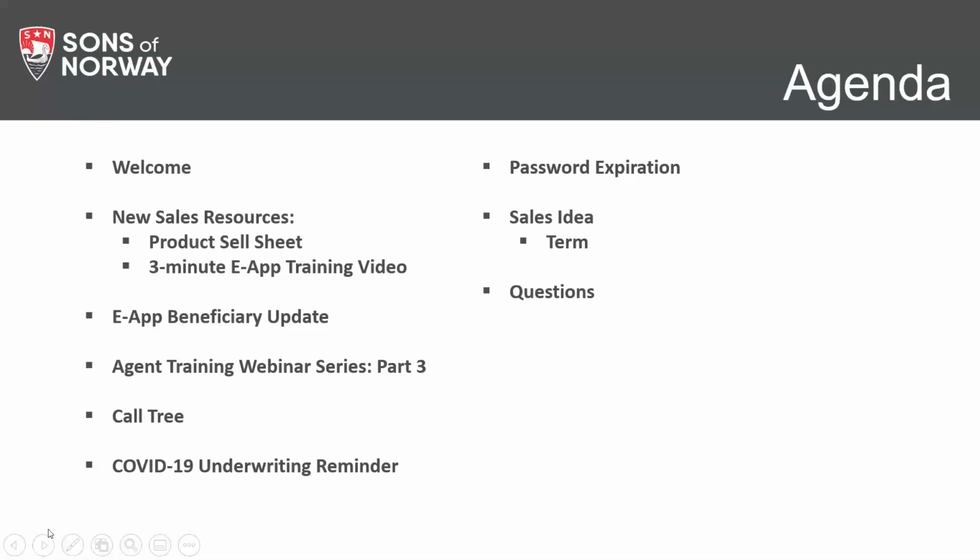Today, we're going to be going through a couple of new sales resources, an e-app change. We're going to be talking through and promoting our next training webinar. That's part 3 in this series. Very exciting times we live in. We're going to be talking through a little bit about how to get a hold of us. We've got a COVID-19 underwriting reminder. Unfortunately, not an update. It is a reminder. And talk through a little bit about our password changes, what we're doing with that, and we'll close it out with a sales idea relating to term. Exciting stuff. So right now, we'll kick it off with a new sales resource.